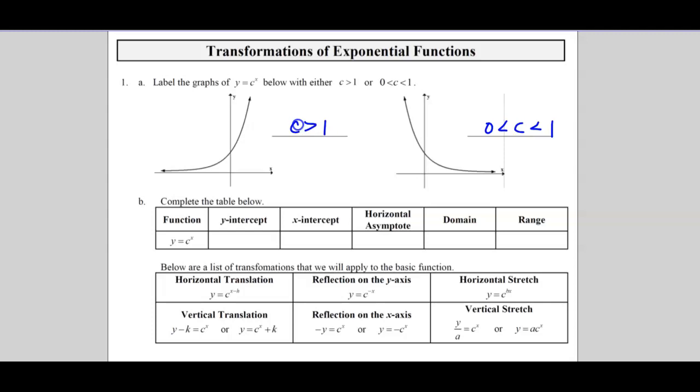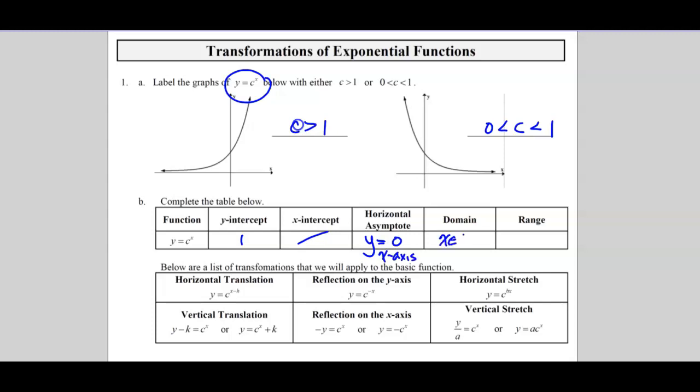Okay, so properties. We talked about this. For this particular function, the y-intercept is always 1. The x-intercept, there isn't an x-intercept. Horizontal asymptote, the equation is y equals 0. It's the x-axis.